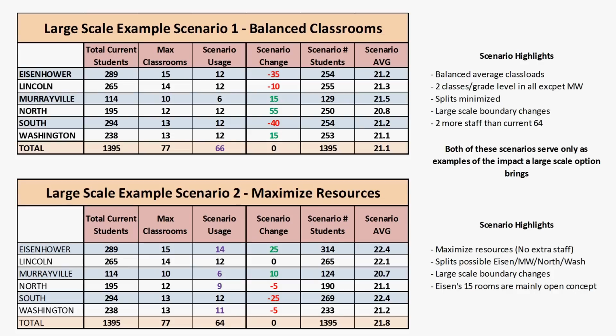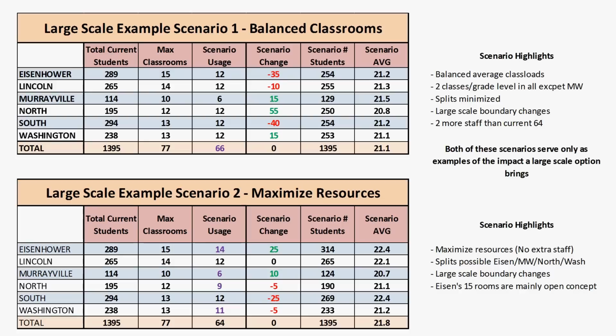I started looking at the impact a large-scale process would have on the community by first establishing some goals or objectives that would direct the large-scale process. I looked at 2 possible objectives. The first being to balance average K-5 class sizes across the district, and the second was to maximize district resources. I want to highlight scenario 1 with the objective to balance class sizes.